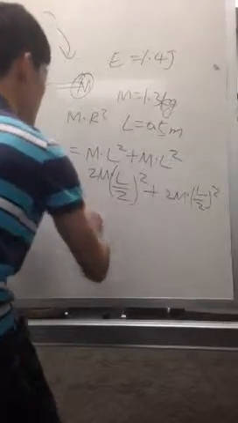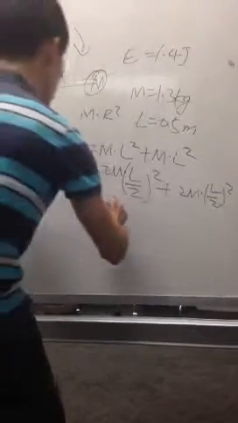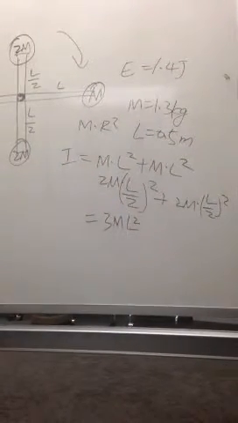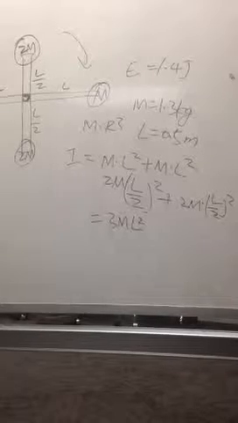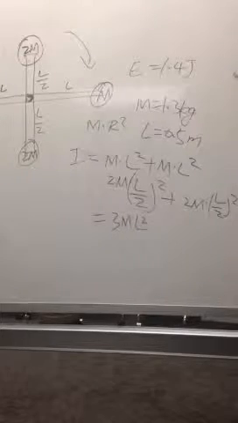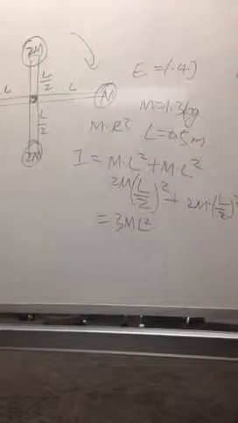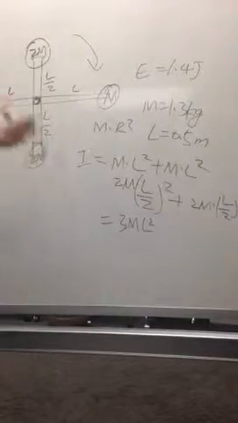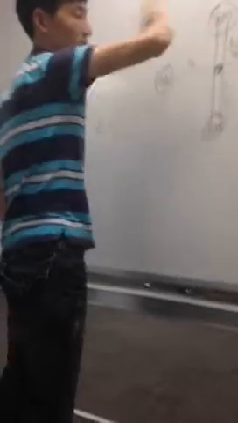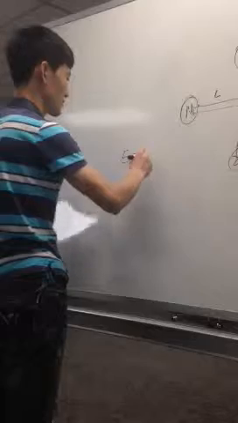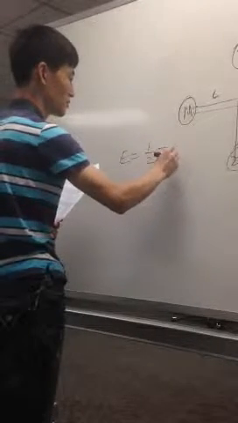And if you calculate, that will be 3 m L squared. Okay? And then the energy, there's no rolling involved because it's just rotation of the system, right? The energy will be equal to this.